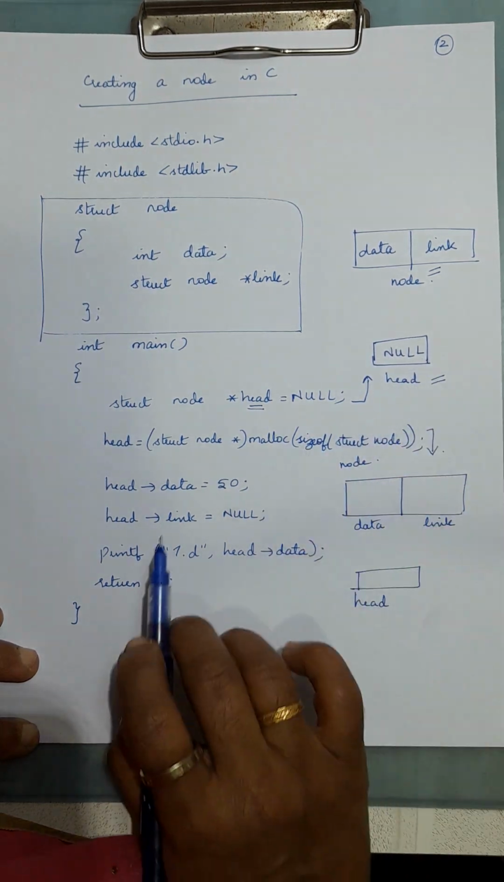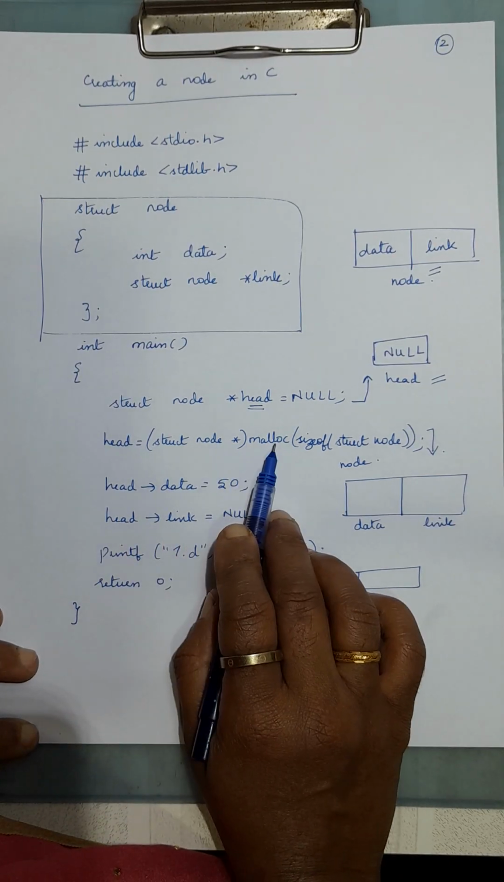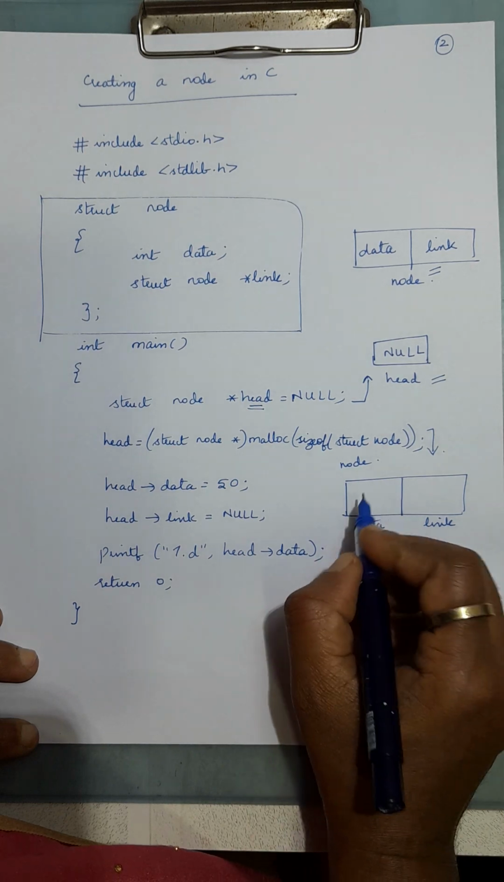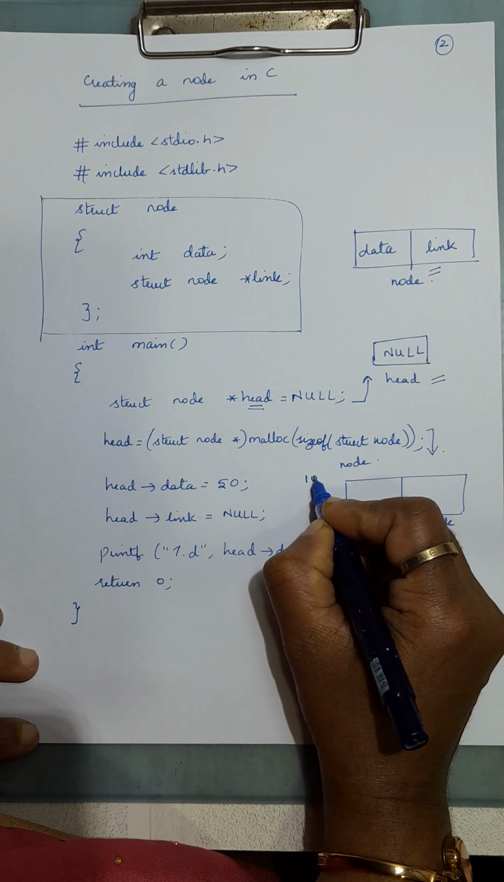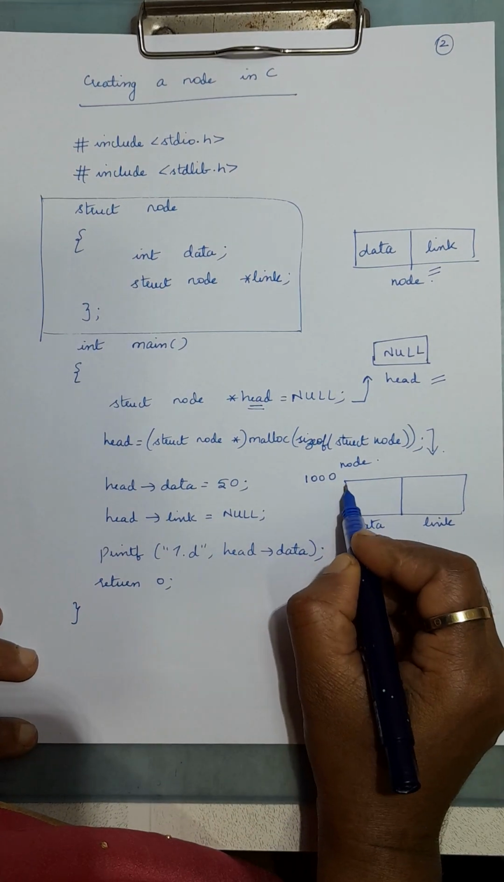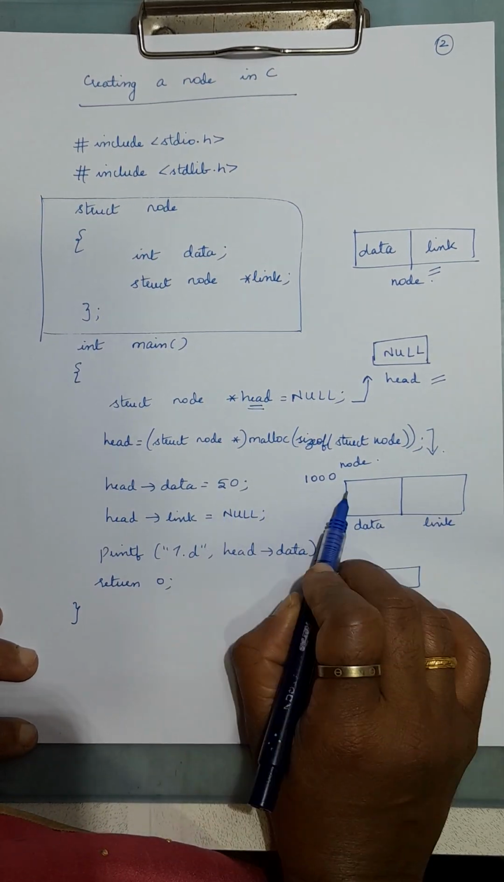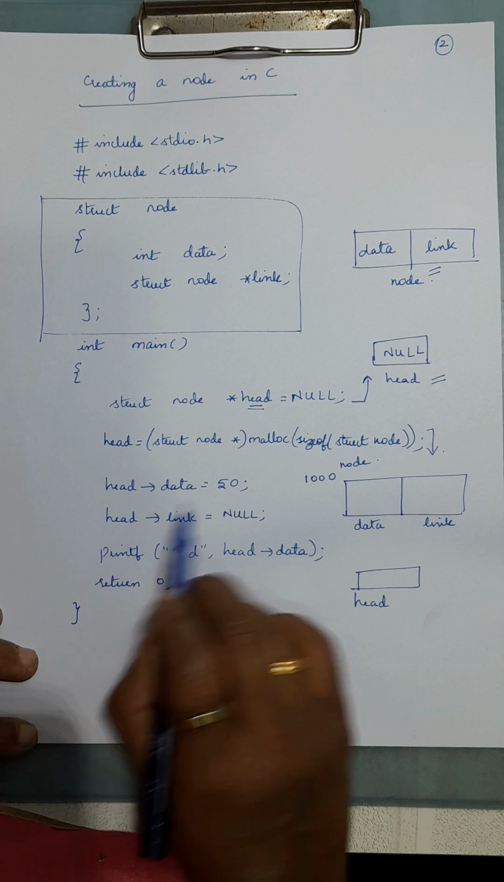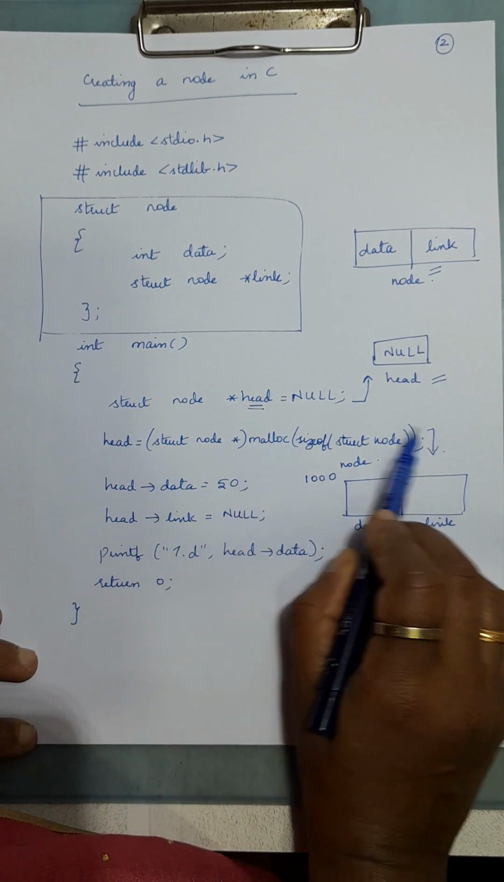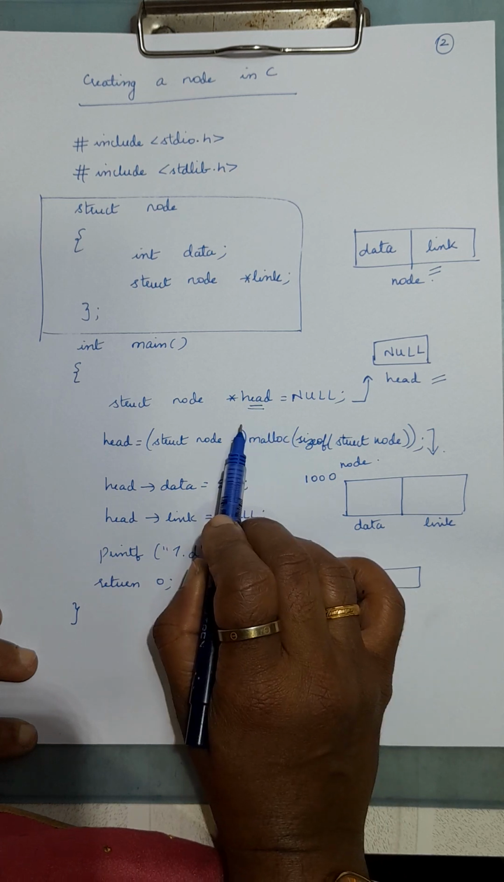Okay, it was null. Now malloc size of struct node. So this is how we have created memory allocation. If memory is allocated, suppose 1000 is the address. 1000 is the address where the first byte of the node is being created. Fine. Then after successful completion, malloc will return a void pointer.